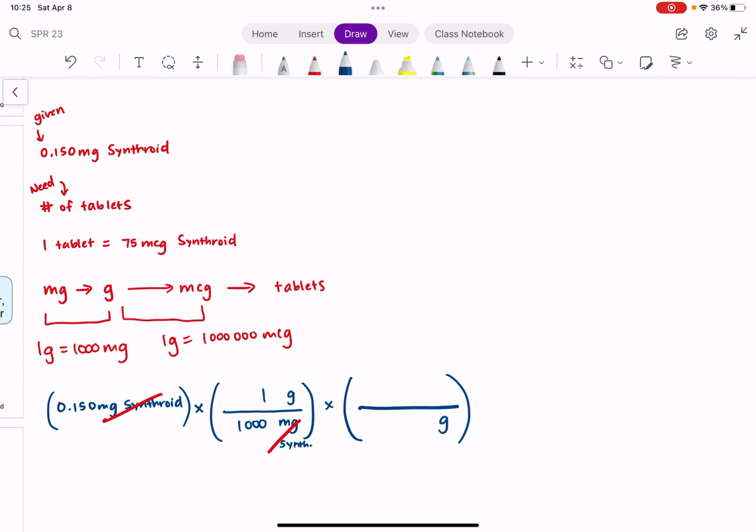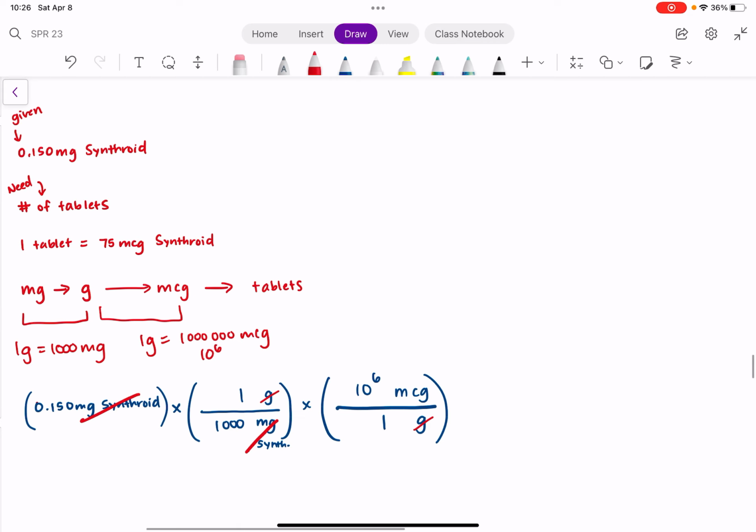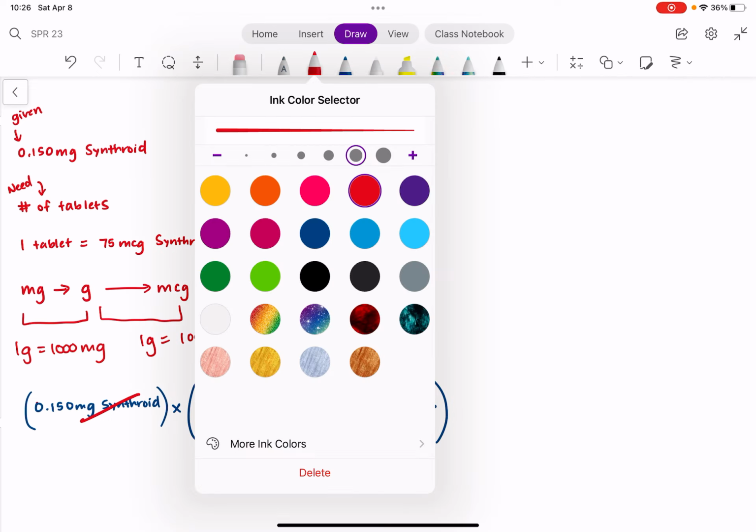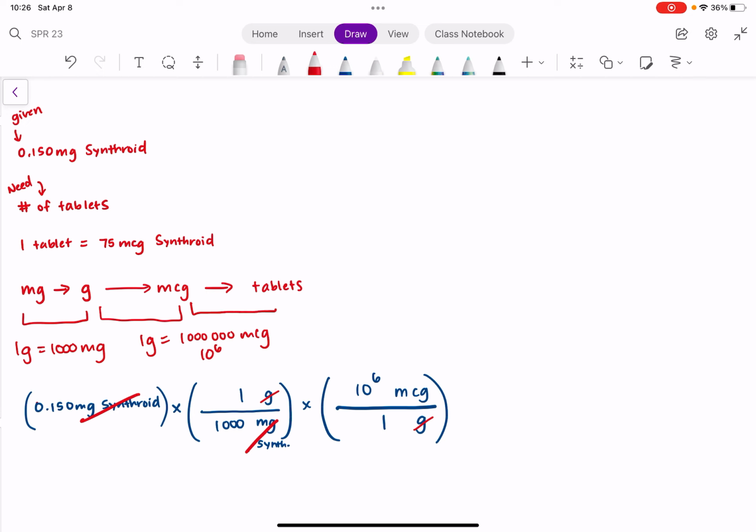So grams goes in the bottom, so what goes in the top? Micrograms. How many micrograms? Let's write this 10 to the 6, and 10 to the 6 up here is 1 gram. I just wrote a million in a different way, 10 to the 6, to shorten things a little bit. Great. Now we can cancel out those grams because we find them in the top and the bottom. And are we done? No, darn it, we're still not done because we need to know this part. How many micrograms gives us how many tablets? So we got one more of these.